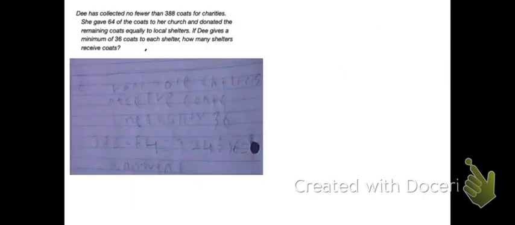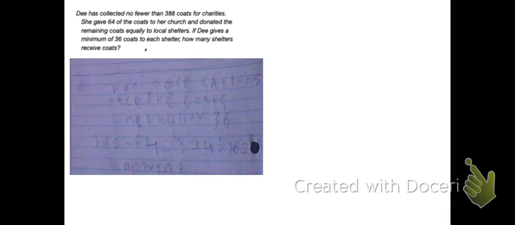Here again, you got the right answer, 9. But we need to define our variable and the inequality and go through the steps of solving it. So we know, is it 9 or greater? Is it 9 or less? We don't know. So here, remember it says D has to collect no fewer than 388 coats for charities. She gave 64 coats to her church and donated the remaining to the local shelters. If D gives a minimum of 36 coats per shelter, how many shelters receive coats?